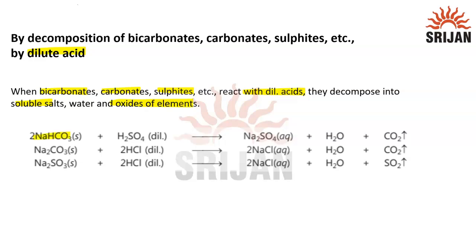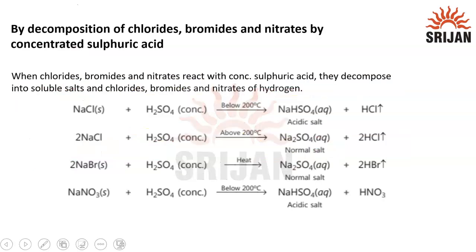Now sodium bicarbonate on reacting with dilute sulfuric acid produces sodium sulfate, which is a soluble salt, and the water molecules as well as carbon dioxide. Then sodium carbonate on reacting with dilute hydrochloric acid produces sodium chloride, water, and carbon dioxide. Then sodium sulfite on reacting with hydrochloric acid produces sodium chloride.